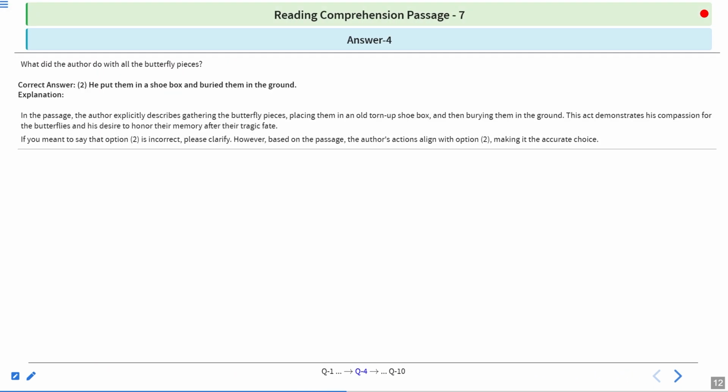And the explanation is: in the passage, the author explicitly describes gathering the butterfly pieces, placing them in an old torn up shoe box, and then burying them in the ground. This act demonstrates his compassion for the butterflies and a desire to honor their memory after their tragic fate. If you meant to say that option 2 is incorrect, please clarify. However, based on the passage, the author's action aligned with option 2, making it the accurate choice.